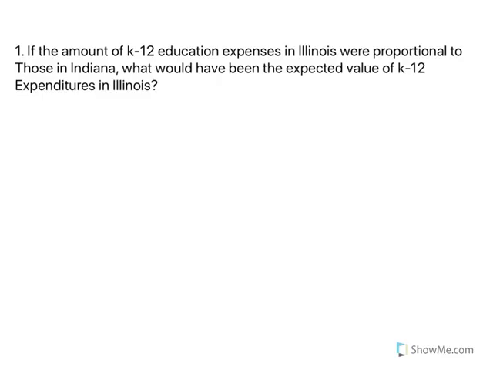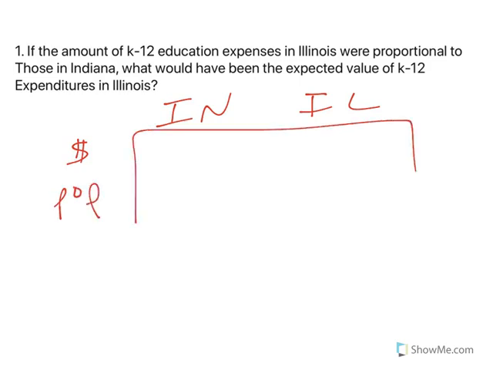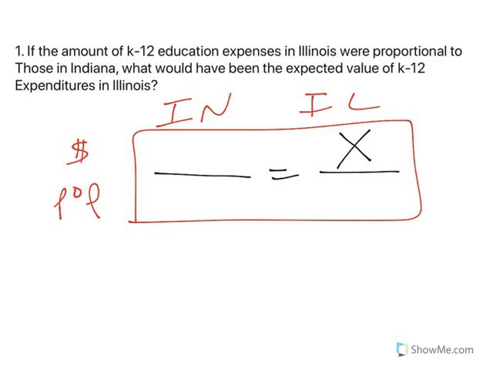Let's look at another one. Same states, if the amount of K through 12 expenditures in Illinois were proportional to Indiana, what would those have been? So we're still talking about Indiana and Illinois. We're still talking about money compared to the population. The difference is that now we're talking about what if Illinois was like Indiana?